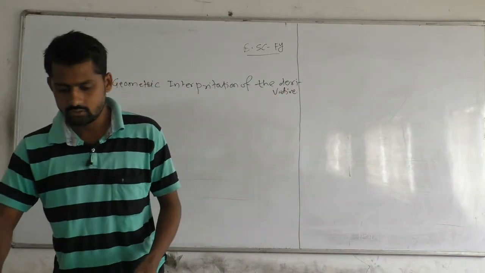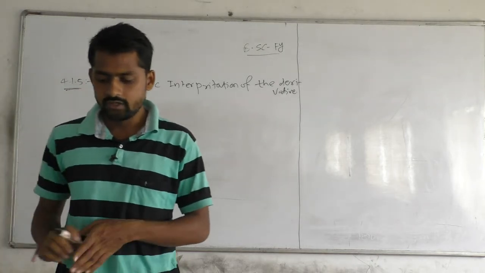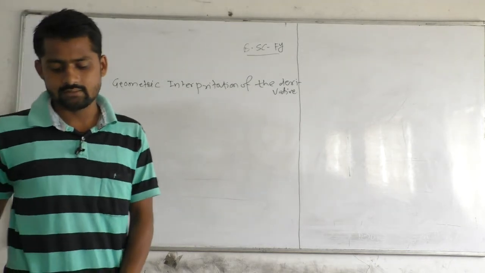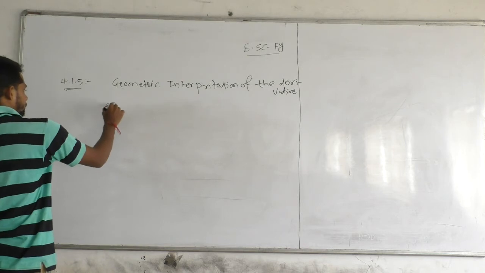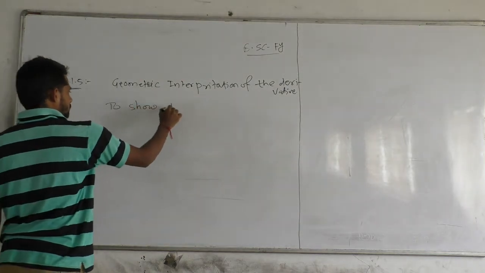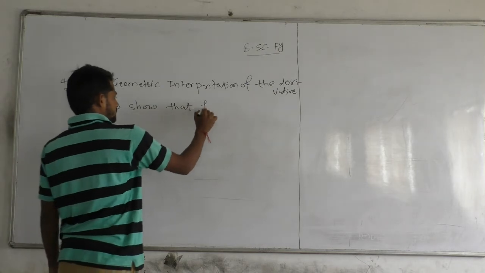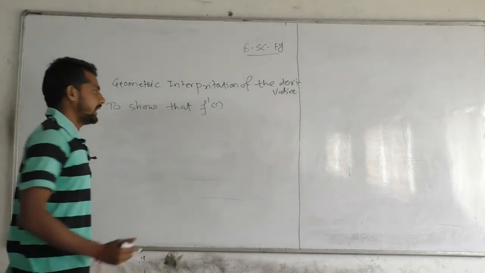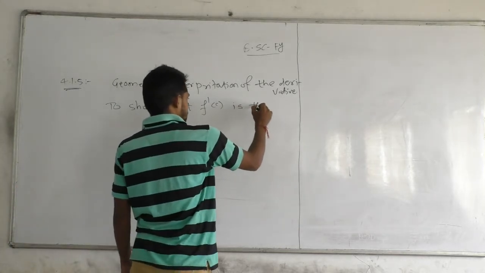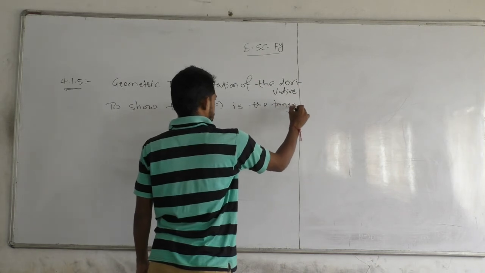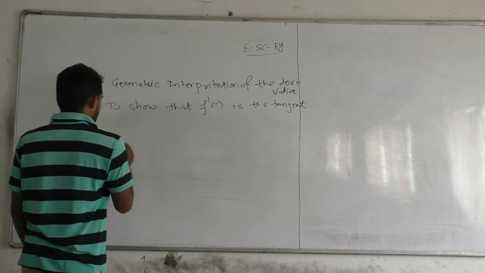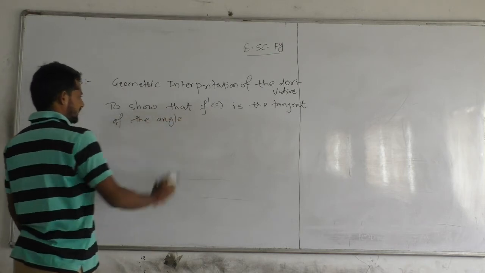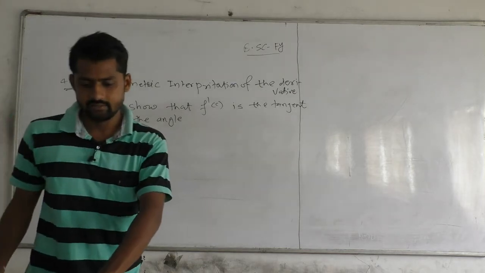Now write down the theory behind the geometric interpretation of the derivative. To show that f dash of c is the tangent of the angle, tangent of the angle means tan theta.